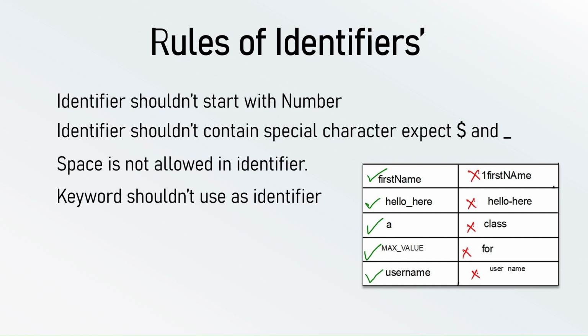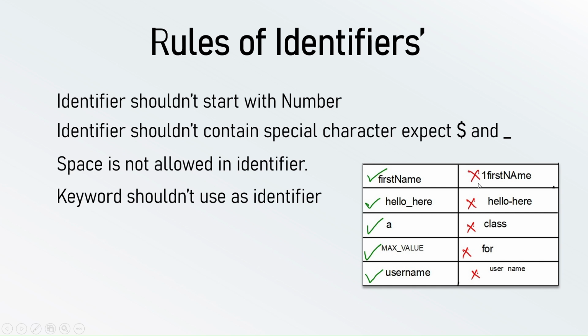Suppose we have one example here. First name is the right way to write. A hello underscore here is also the right way to write, and A is also the right way. A max value is also the right way, and username is also the right way.